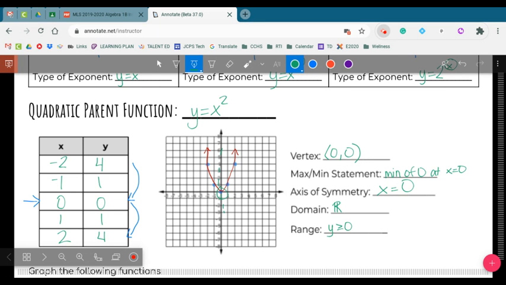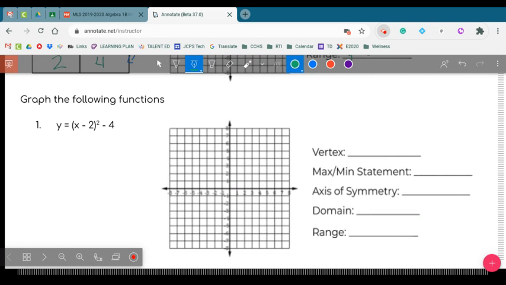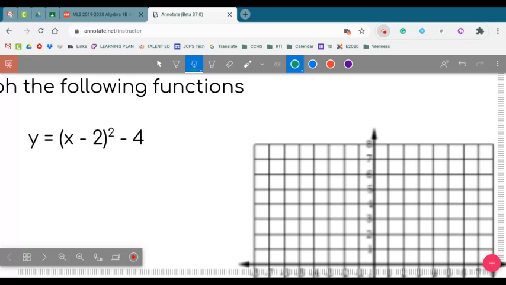So those are our characteristics of our parent function. So now we're going to go down and we're going to do another function that is a little bit different. So this one, we have y equals (x minus 2) squared minus 4. So tomorrow we're going to talk about how this is our h value and this is our k value, and we're going to use those to find our vertex, and then we can graph it from there. So how we're going to do it today is we're going to type this into our calculator. I'm sorry I can't have a calculator on the screen, but you should have one, or you can use Desmos, okay?